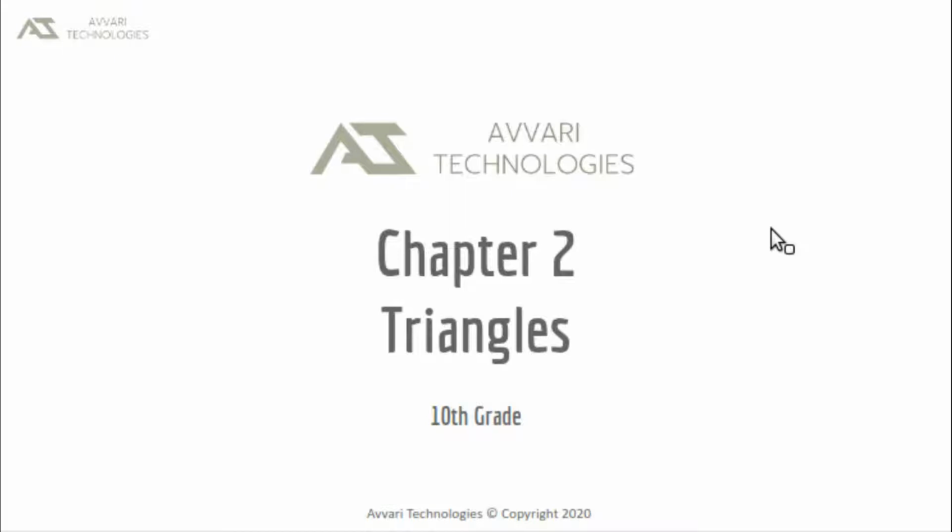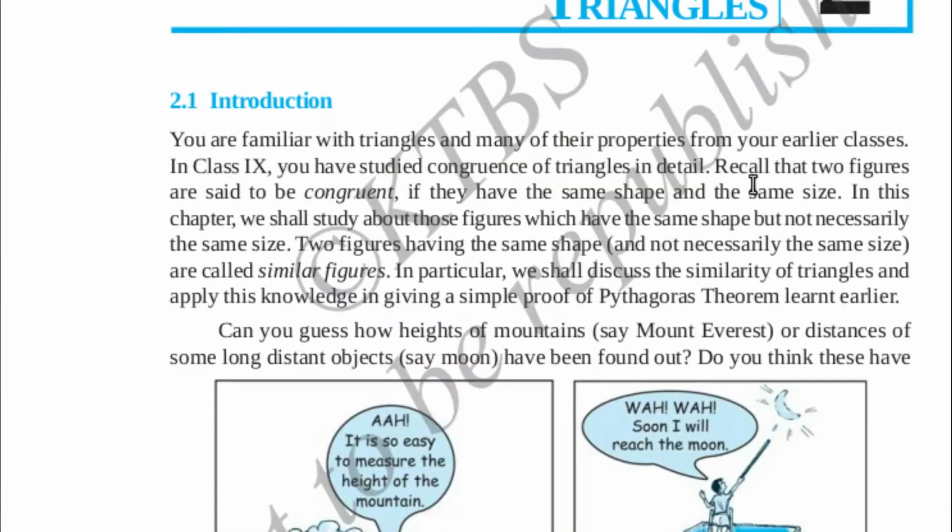In this lesson I will teach you the basics of triangles. This lesson is going to be very interesting. Recall that two figures are said to be congruent if they have same shape and same size. Two figures having same shape and not necessarily the same size are called similar figures. This is what majorly we are going to study in this chapter.